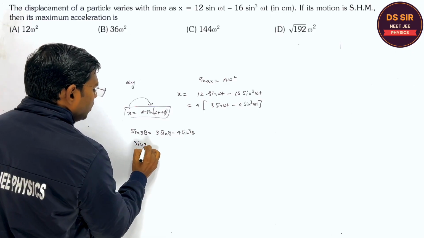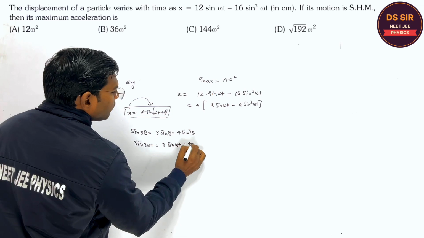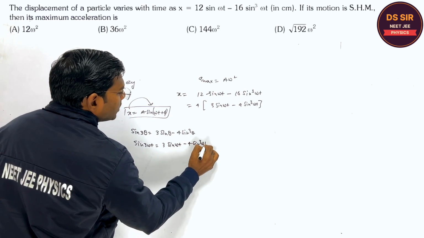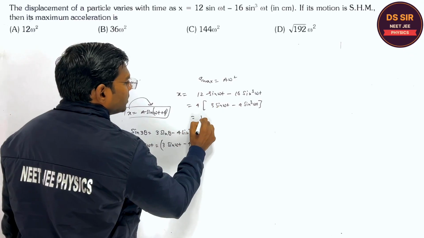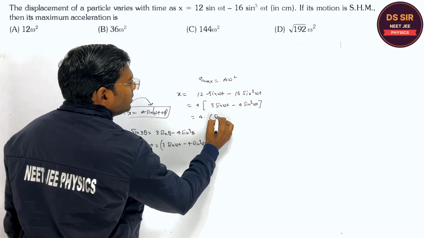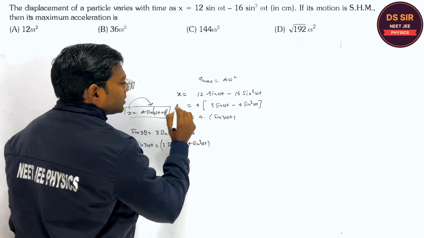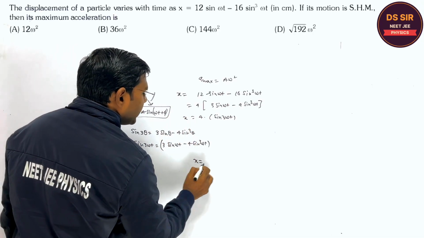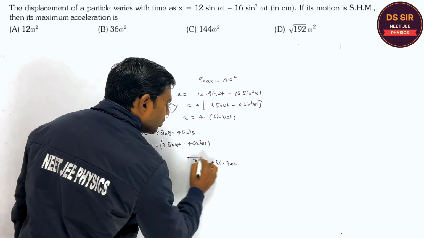So sine 3 omega t is equal to 3 sine omega t minus 4 sine cube omega t. So what can I write in place of this? It is equal to what? Sine 3 omega t. So x is this. Therefore the displacement is 4 sine 3 omega t. Is it clear or not?